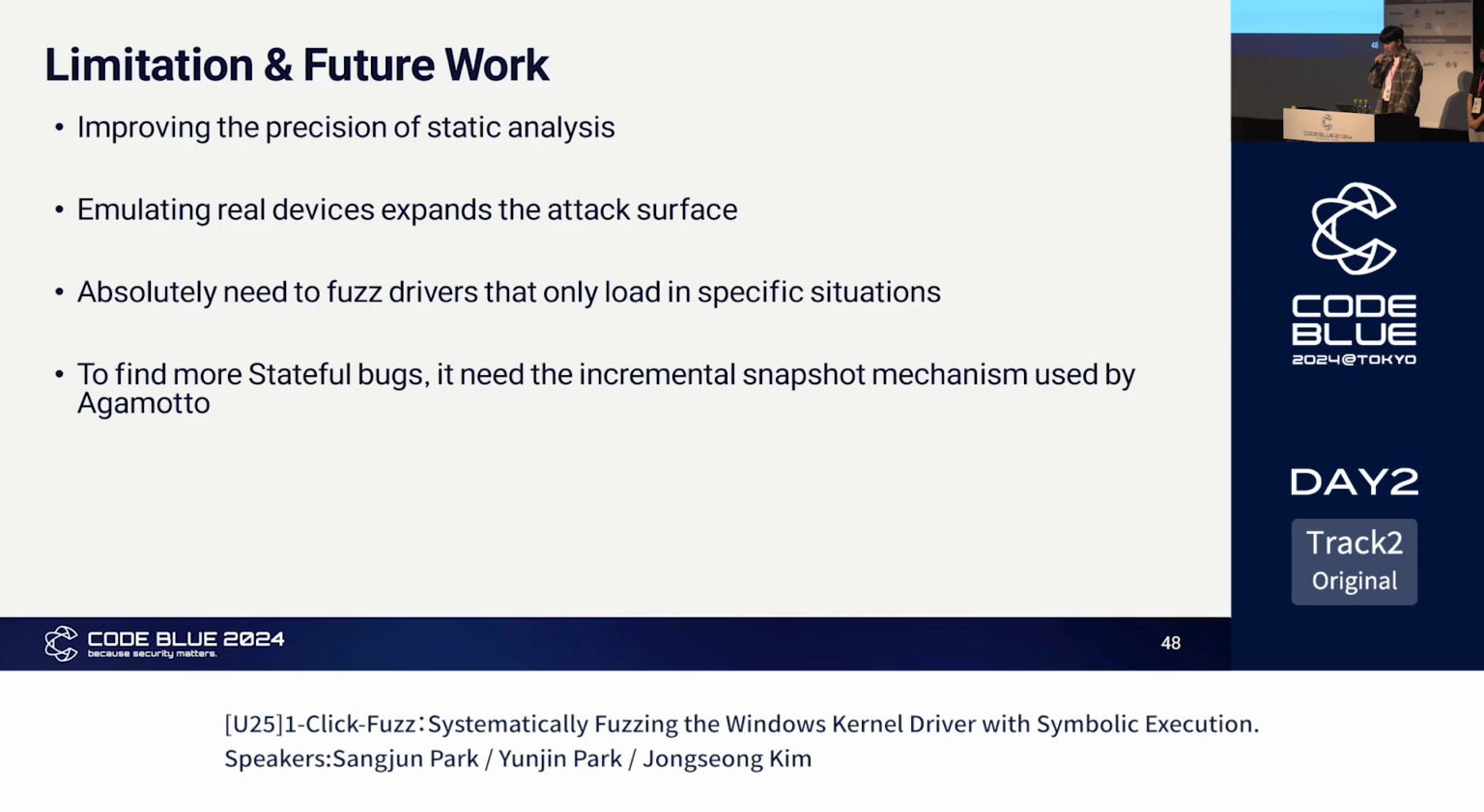So lastly, we believe that there are several interesting directions for future work. First, we occasionally encounter accuracy issues with path constraint due to path explosion during the static analysis phase. Second, if we can emulate actual devices, we believe it would significantly expand the attack surface, allowing for further fuzzing opportunity.